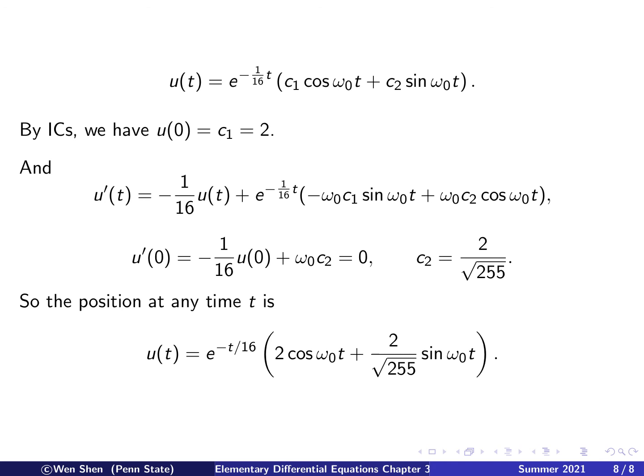Okay, now we can put these 2 constants back in the general solution, putting c1 to be 2 and c2 to be this number. We can write out our function. So u of t is this exponential function with negative exponent times a linear combination of sine and cosine, with coefficient 2 in front of the cosine and 2 over square root of 255 in front of the sine function. Okay, so then we have solved the problem, and that's the end of this example, and it's also the end of this video.